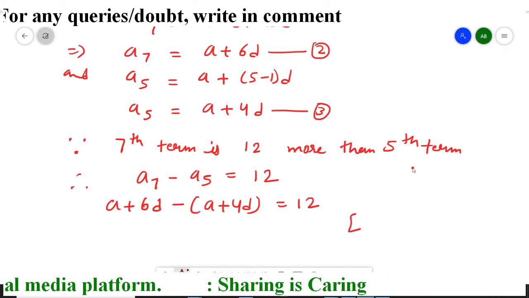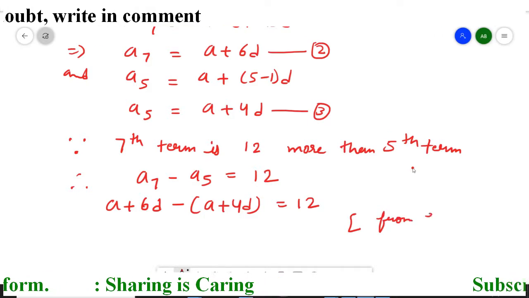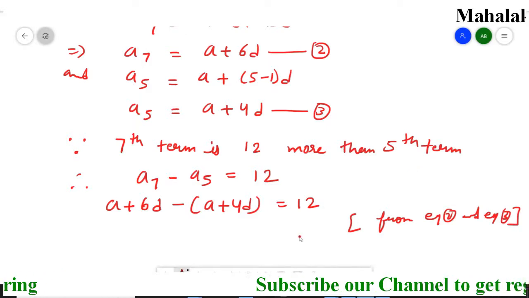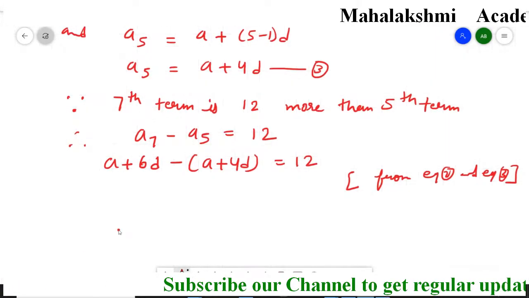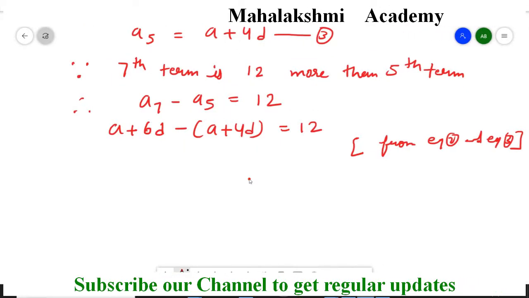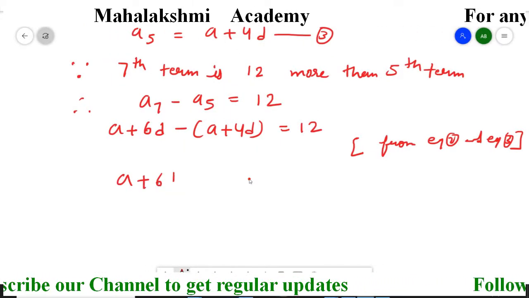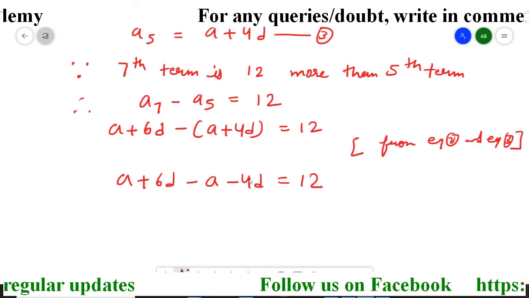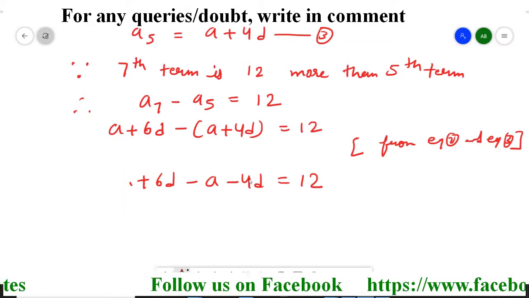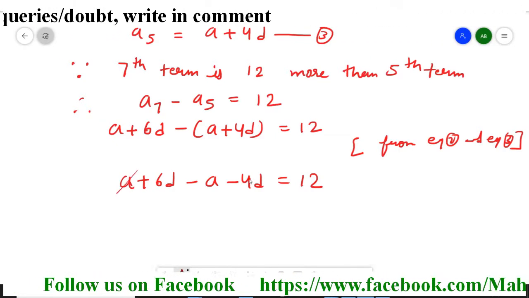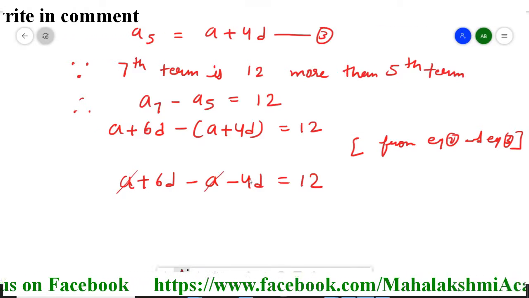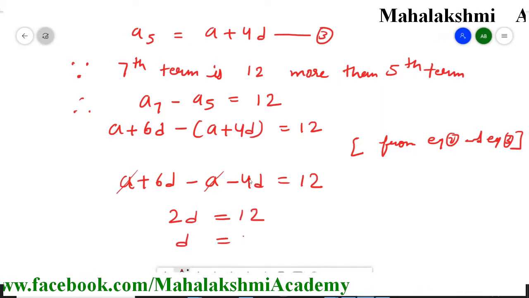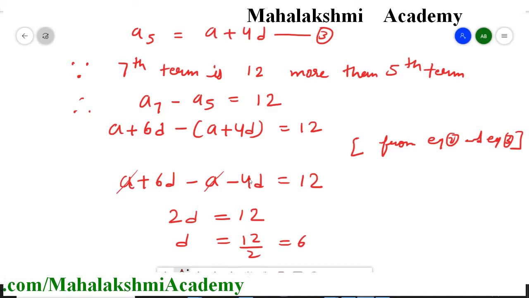Now, with the help of equation 2 and equation 3 we obtained this answer, so I wrote a note here. Now we'll open the bracket and we'll get minus A minus 4D is equal to 12. You can see these A are like terms with opposite sign, so A will cut by A. Now 6D minus 4D is going to be 2D is equal to 12. So from here D is equal to 12 upon 2, that is equal to 6.